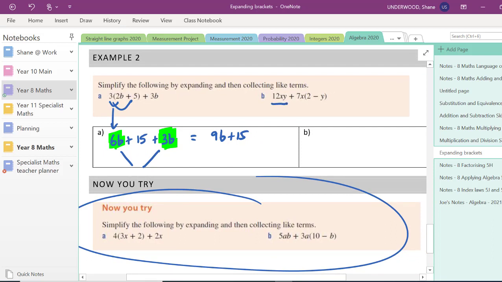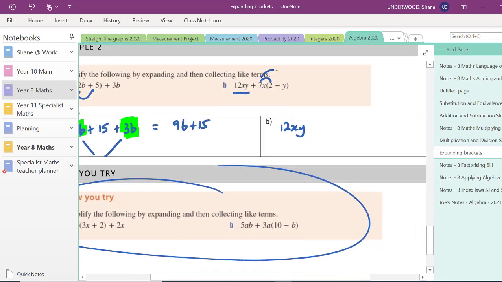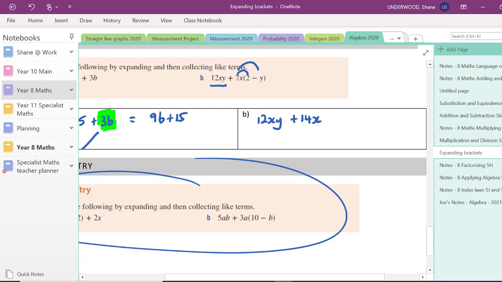Likewise, if I do this, I've got 12xy by itself. Let's expand this bracket. 7x times 2, what's that going to be? 14x. Okay. What about 7x times minus y? What does that become? Is it minus 7xy?